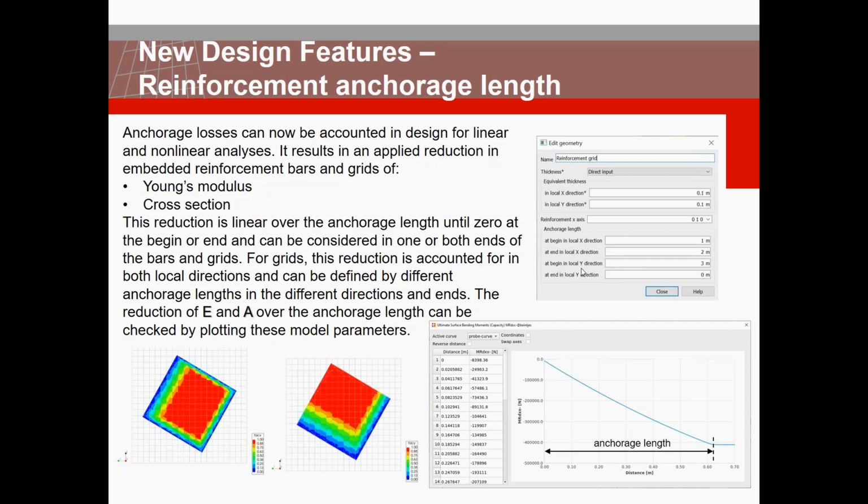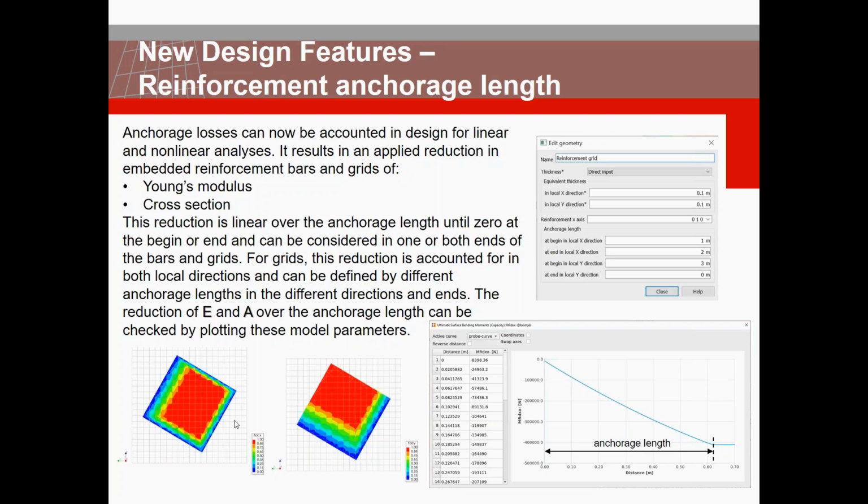This anchoring length results in an applied reduction in the embedded reinforcement bars or grids in the Young's modulus, but also in the cross-section area for the reinforcement bar and the equivalent thickness for the grids. This reduction is linear over the anchoring length until 0 at the end or the beginning. So here you see the Young's modulus plotted on a reinforcement grid. The local axis of the reinforcements is the same as the global directions.